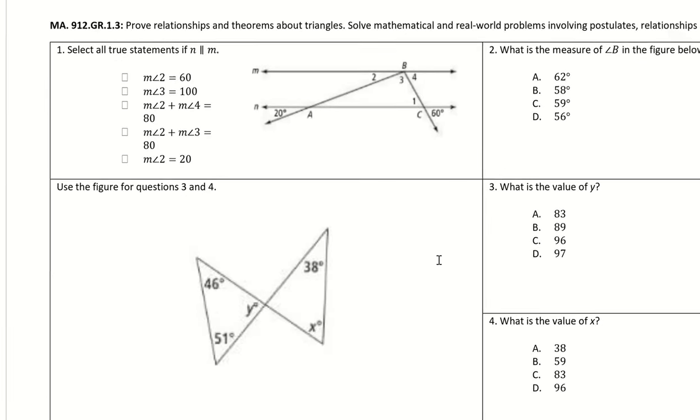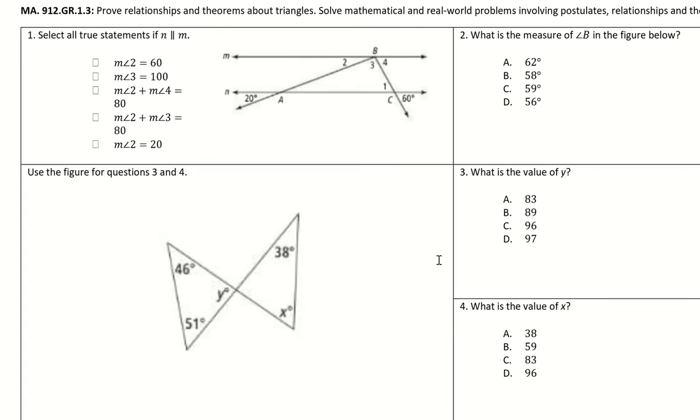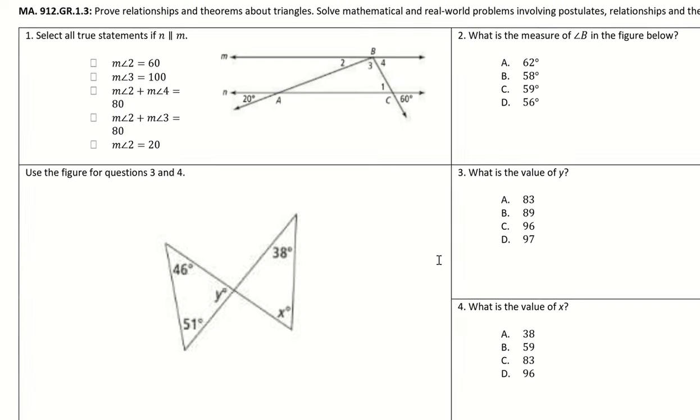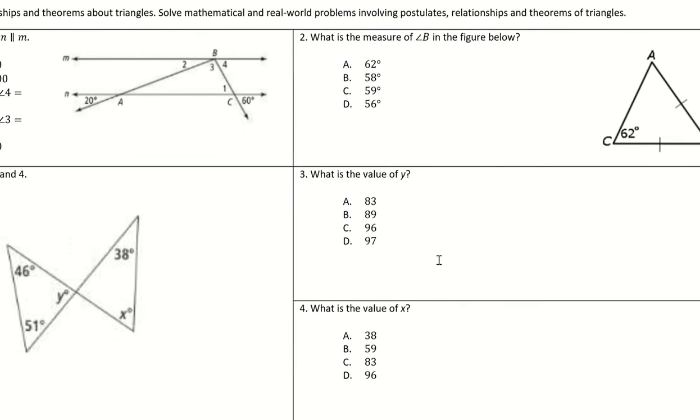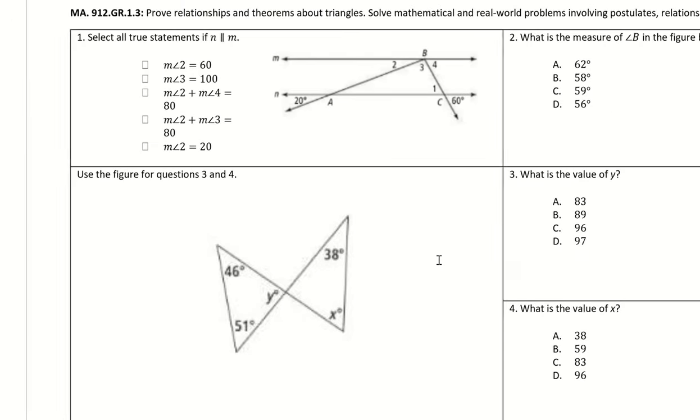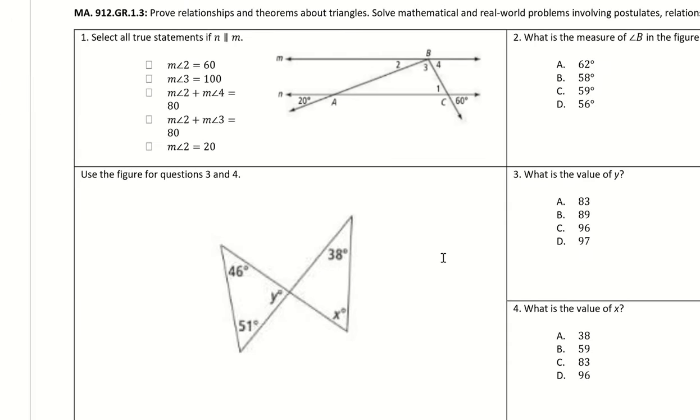All right, so moving on to the next benchmark here. Prove relationships and theorems about triangles. Solve mathematical real-world problems involving postulates, relationships, and theorems of triangles. So number one, select all the true statements if n is parallel to m. So in this case, we're saying this is parallel to this. Angle 2 is equal to 60. That's what it says here. So is this equal to 60?